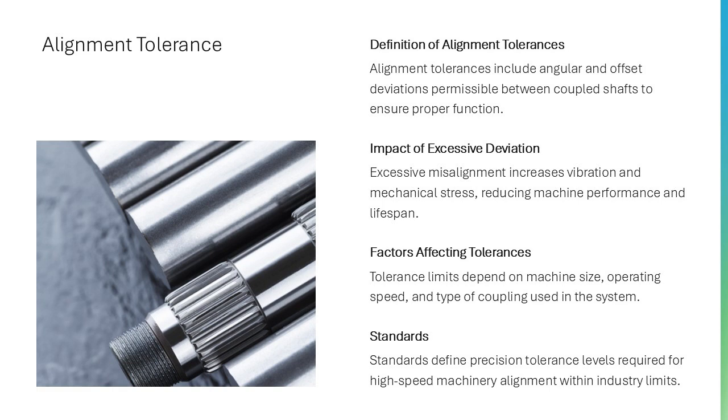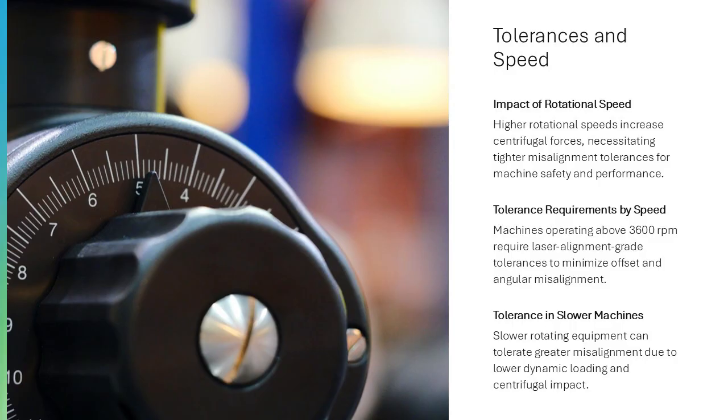Standards emphasize achieving precision within industry-accepted limits for high-speed machinery. Rotational speed directly influences acceptable misalignment levels. High-speed machines require significantly tighter tolerances due to increased centrifugal forces and dynamic loading.